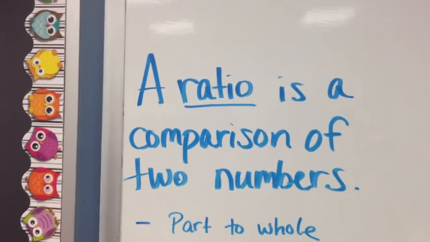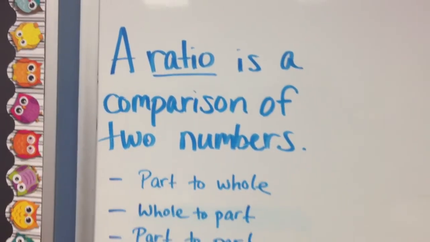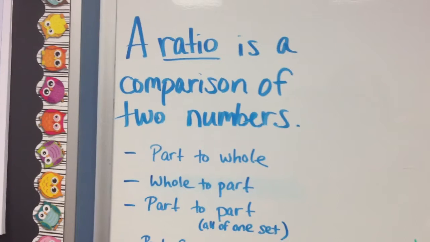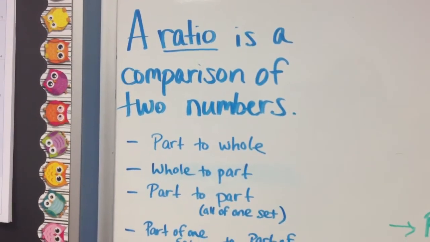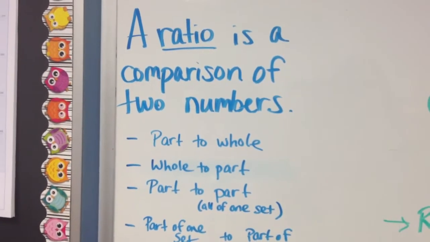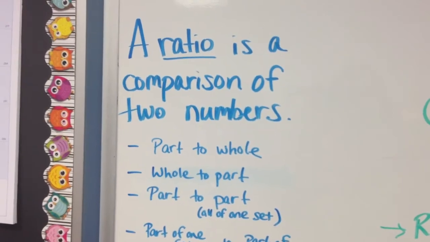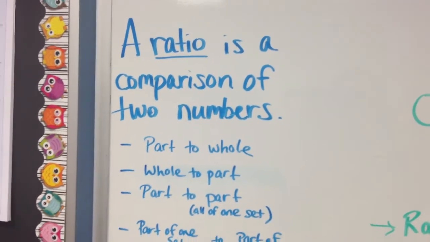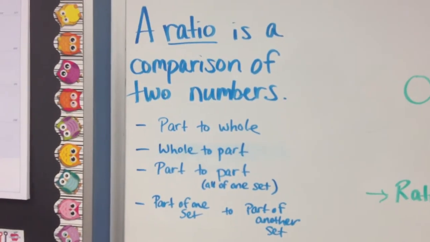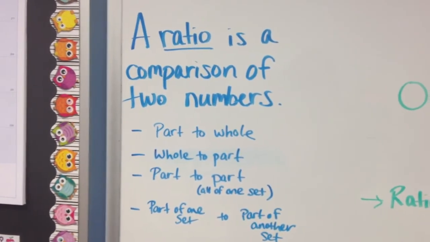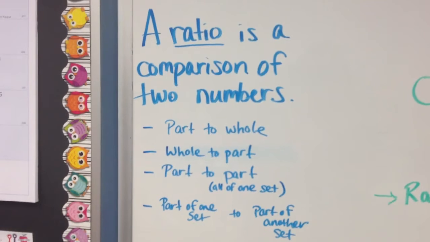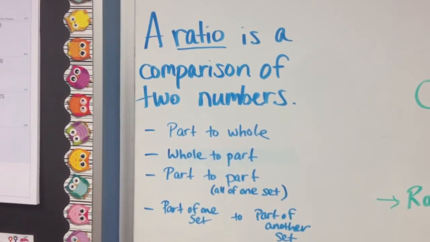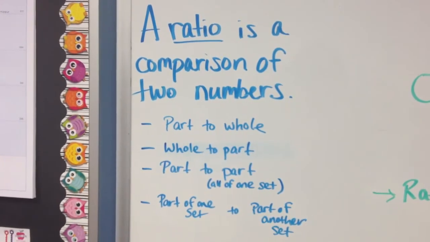And these are some examples of the types of ratios that we can have. We can have a part to whole ratio, a whole to part ratio, part of one set to another part of that same set, or we can have part of one set to a part of another set. And you'll see some examples like that. So please, you can pause this and write this down. Keep this in your notes.